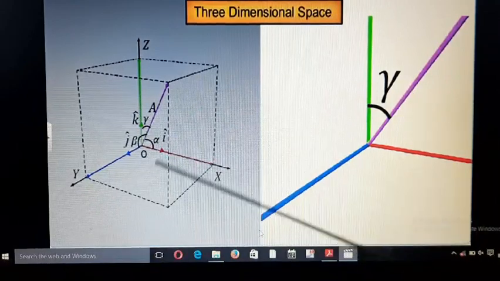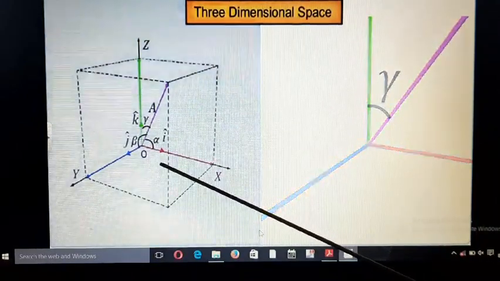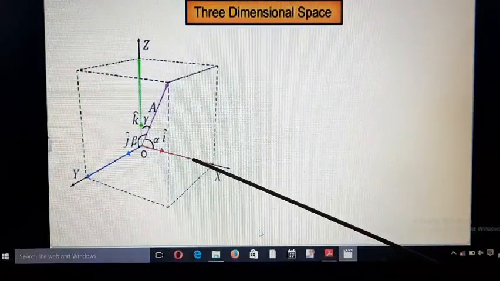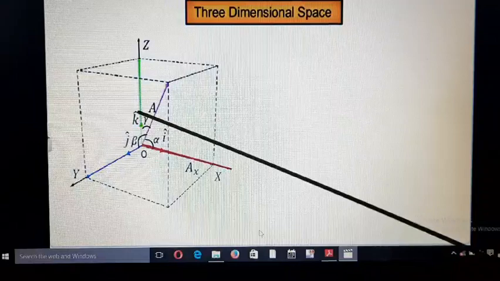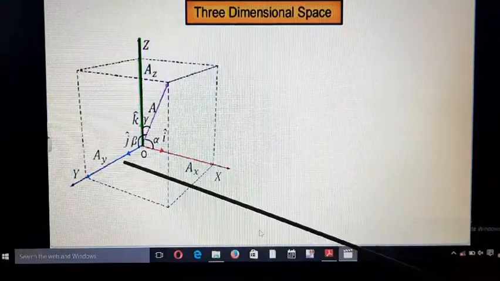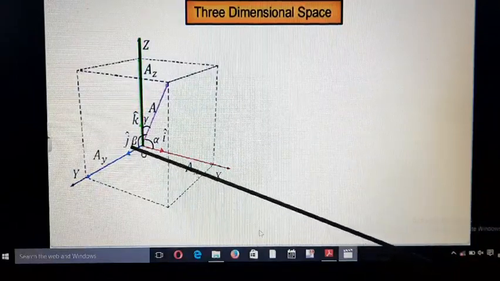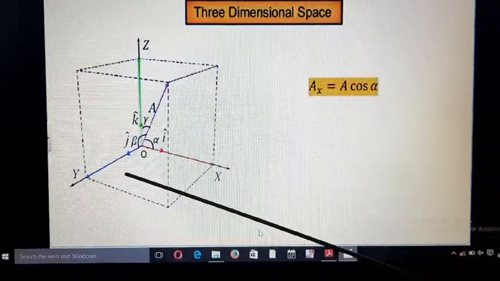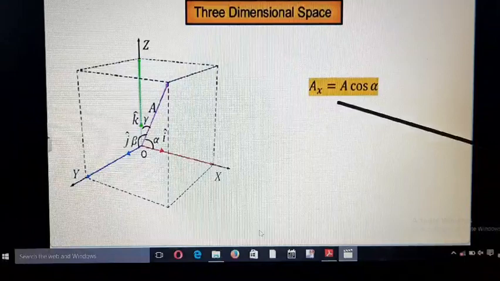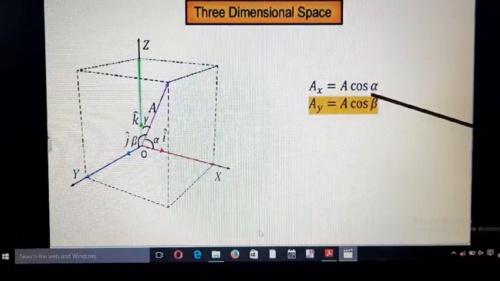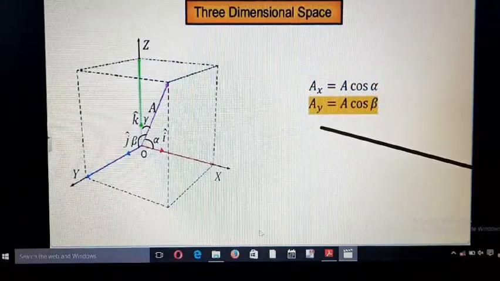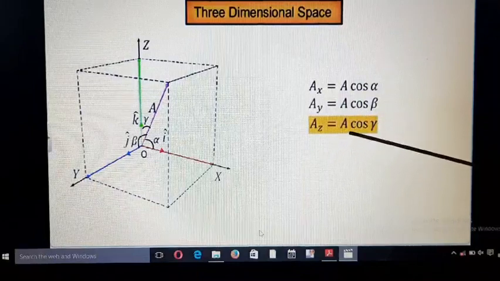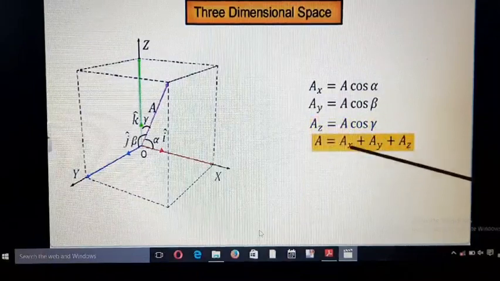Look here in this figure. Okay. Here i caret is the unit vector of the x-axis. Same way j caret is the unit vector of the y-axis and k caret of the z-axis. Look here, this is the z-axis and this is the y-axis. From the figure we can write down Ax is equal to A cos alpha and Ay is equal to A cos beta and Az is equal to A cos gamma.